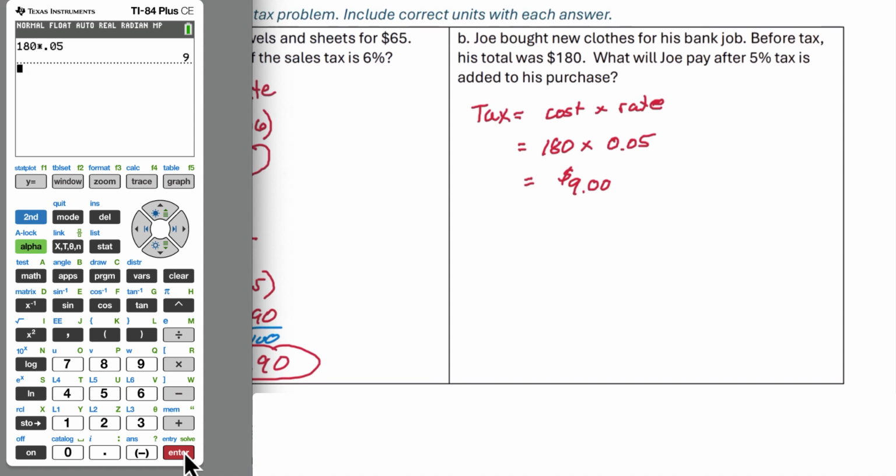This question is actually asking for the total after tax. So we have an extra step in this example. We want to take the initial amount prior to tax and add the tax onto that, giving us a total of $189. That includes the tax.